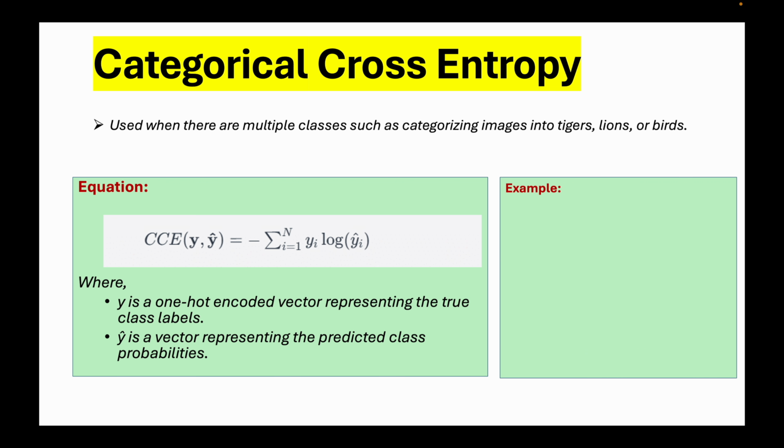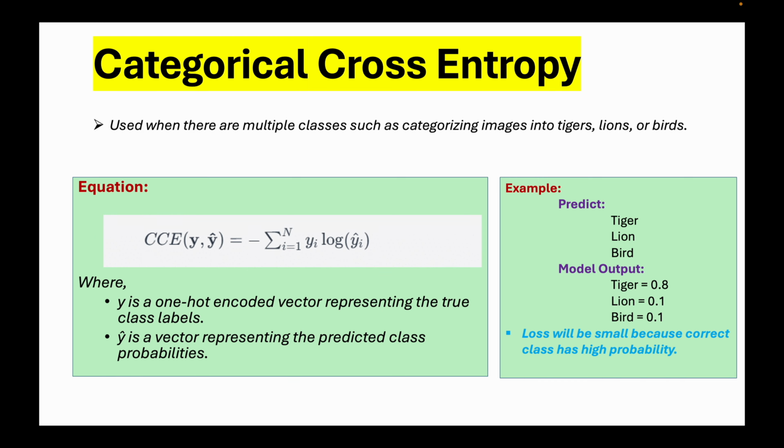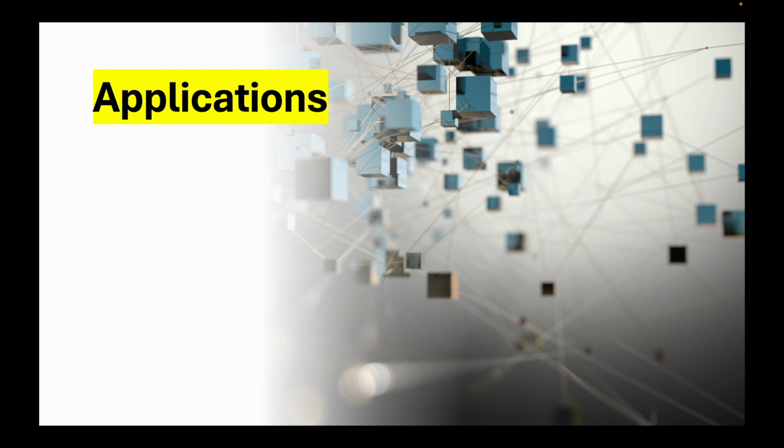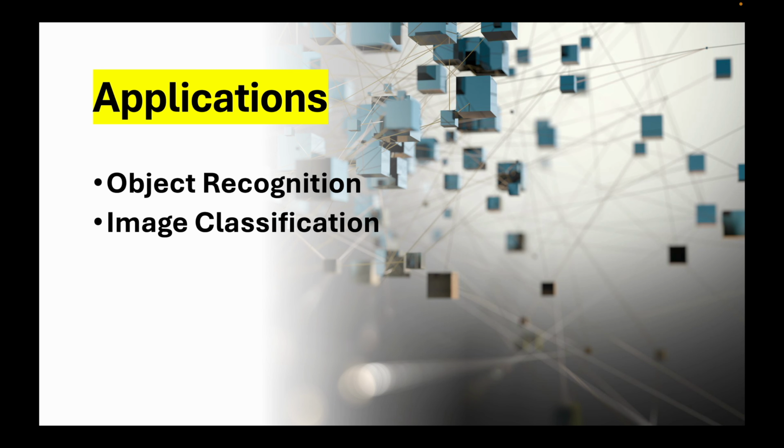For example, if we predict tiger, lion, and bird, and the model output we get is tiger equals 0.8, lion equals 0.1, bird equals 0.1. So the loss will be small because the correct class has high probability. The applications are object recognition and image classification.